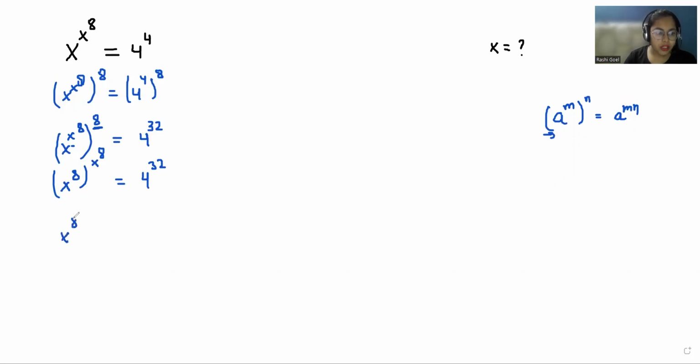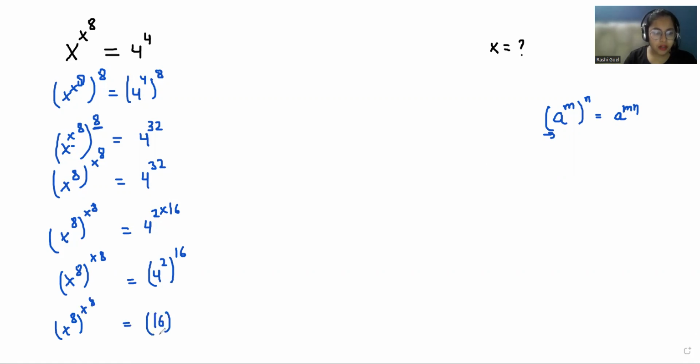Now 4 power 32 we can break as 4 power 2 times 16. So (x power 8) power 8 is equal to, with the help of this rule, we can write it as (4 square) power 16. Now we all know that the square of 4 is 16, so 16 power 16. Now if I am comparing both sides, the value of x power 8 is 16.